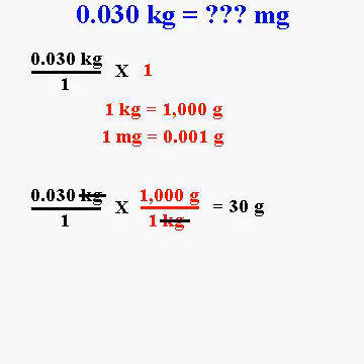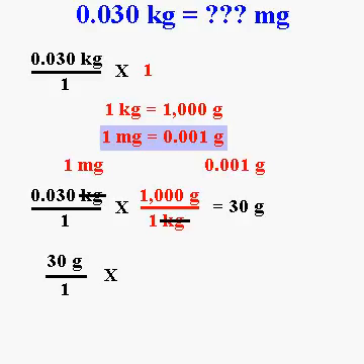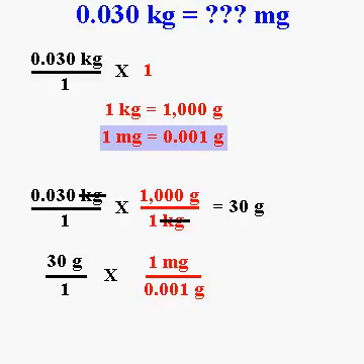All right, but that's not the answer. That's just the first step. The second step is to take 30 grams and convert it to milligrams using our second conversion relationship. So we take the 30 grams and we make it a fraction by putting it over 1. Then we multiply by 1, but we express 1 from the second conversion relationship. I want grams to cancel, so 0.001 grams will go on the bottom of the fraction. I want milligrams to survive, so they stay on the top of the fraction.